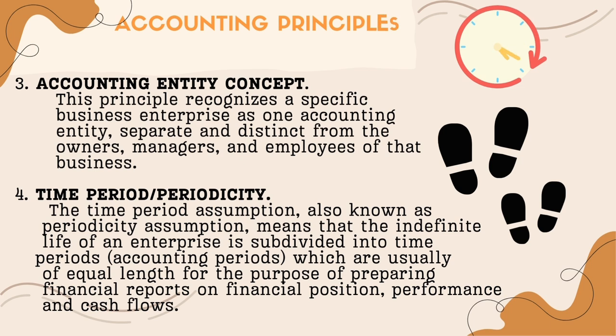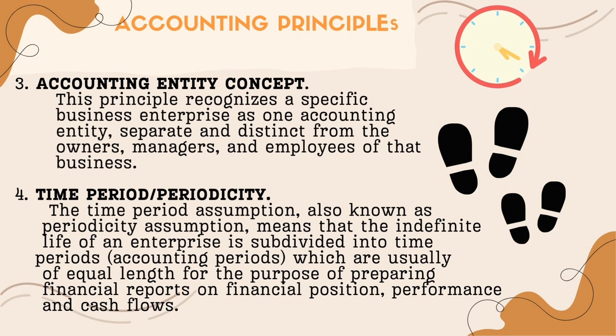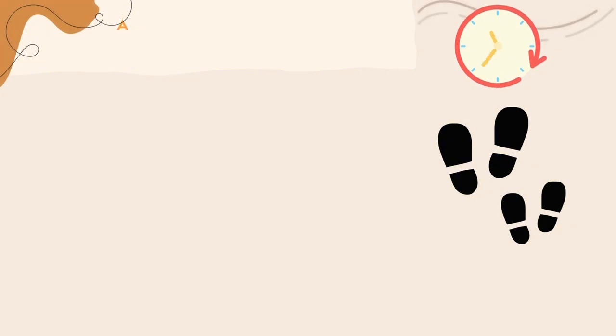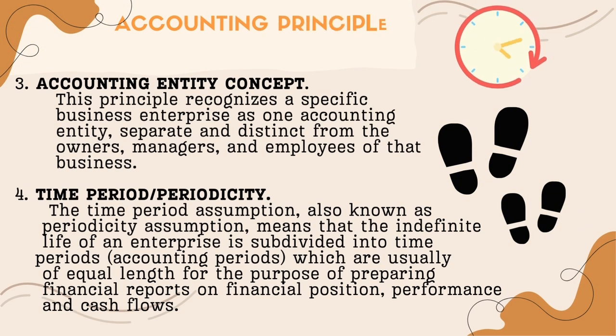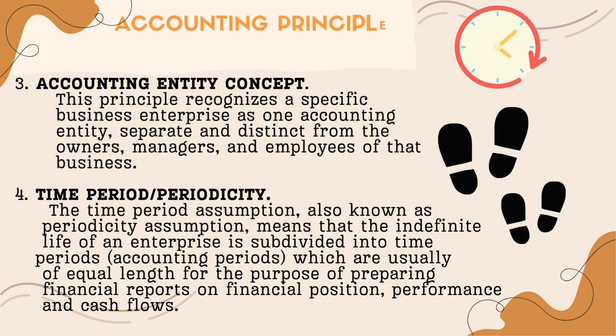Third one, accounting entity concept. This principle recognizes a specific business enterprise as one accounting entity, separate and distinct from the owners, managers, and employees of that business. The concept is a fundamental idea in accounting that says that a business or organization is separate from its owners or any other entities. This means that the financial records of the business should be kept distinct from the personal finances of the owners or other businesses. So imagine you own a small bakery.